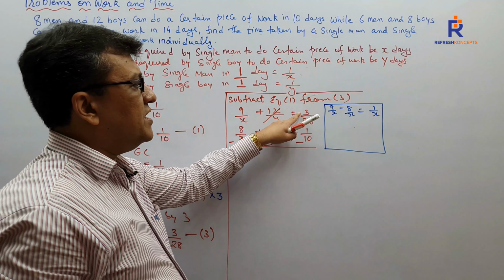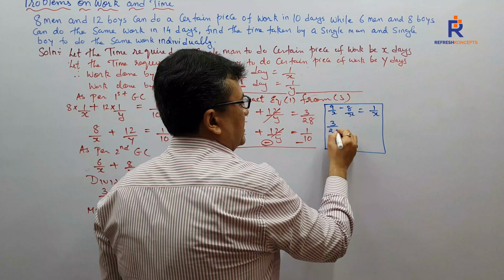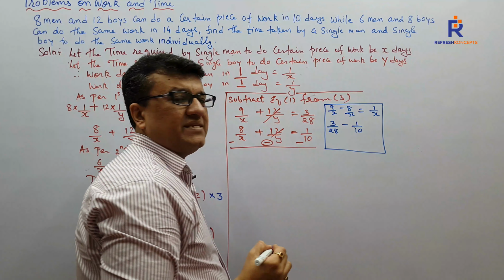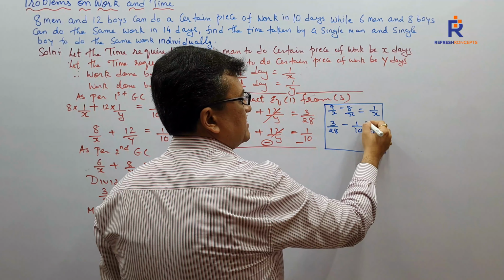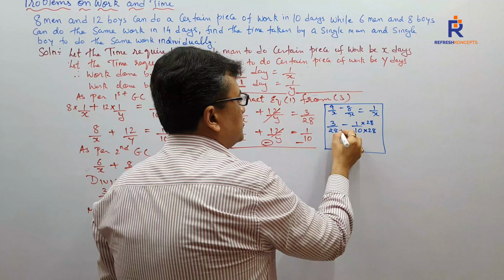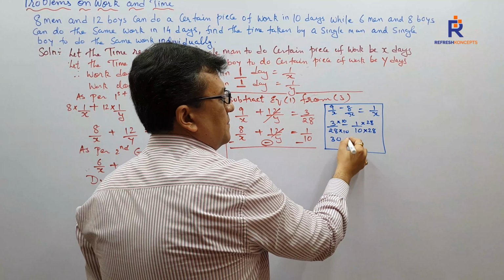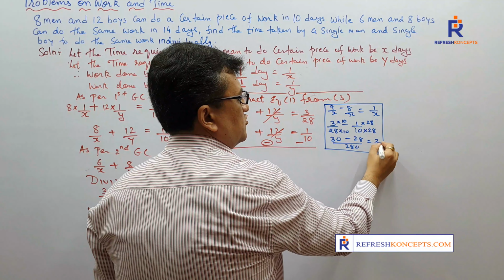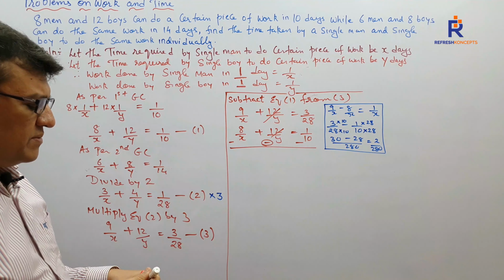How about 3 by 28 minus 1 by 10? So it is 3 by 28 minus 1 by 10. The LCM is going to be 280, children. So 28 into 10 and 10 into 28. So I'll be getting 30 minus 28 whole upon 280, which is 2 upon 280, which you can reduce down to 1 by 140.